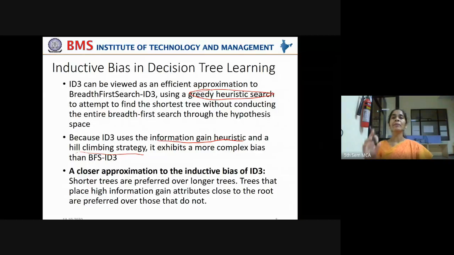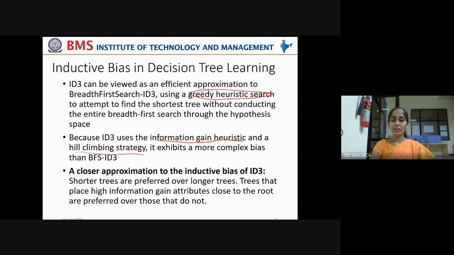In the same way, even the decision tree makes a locally optimal decision at each node by calculating the information gain. If the information gain is high for a particular attribute, that is taken as the split point. Got it? Now, a closer approximation to the inductive bias of ID3. Now we are trying to refine it better. What is the inductive bias that the ID3 algorithm has? What is the assumption that the ID3 algorithm makes?